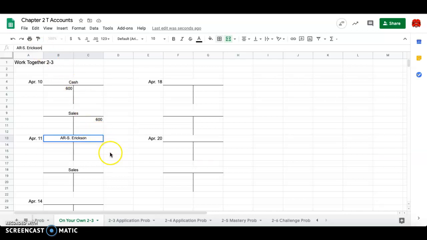You never have to guess the accounts. They're always going to be given to you. As a business, one of the first things you determine is what accounts you're going to use, and we'll be talking about that in the next couple of chapters. So you'll never have to guess on what accounts.